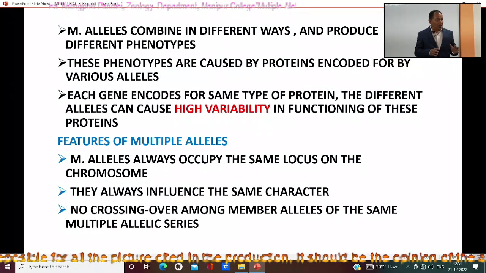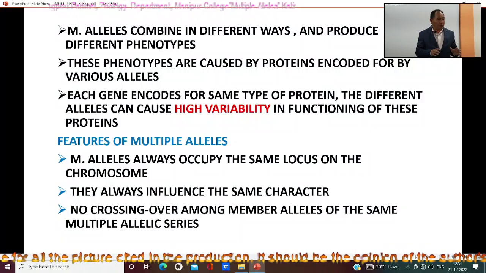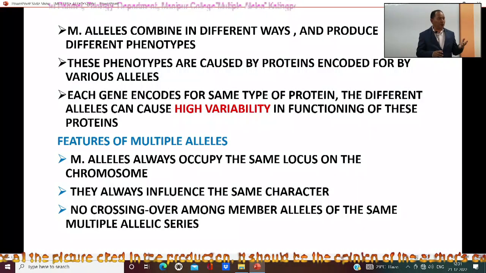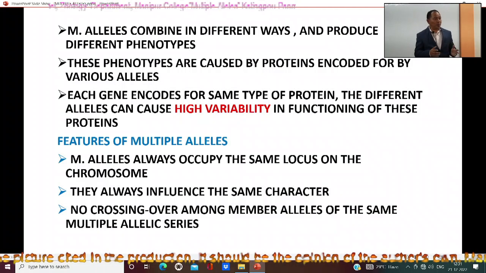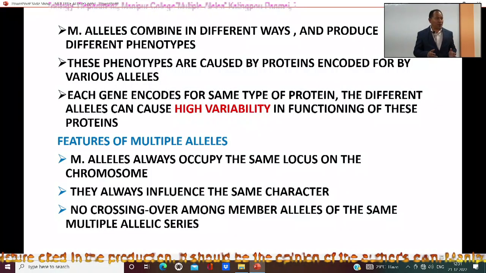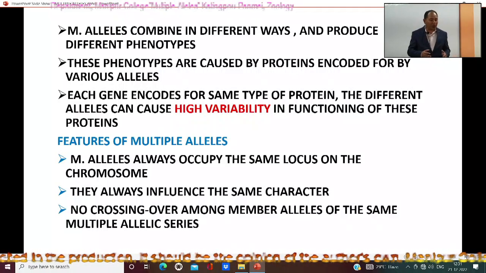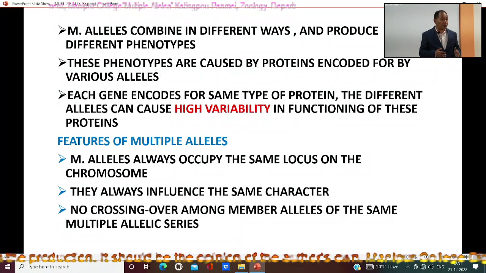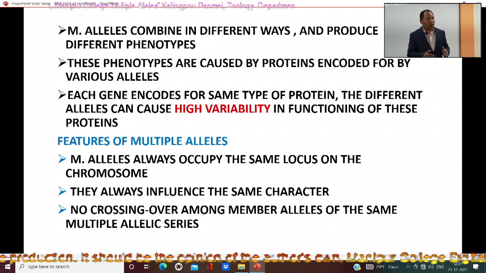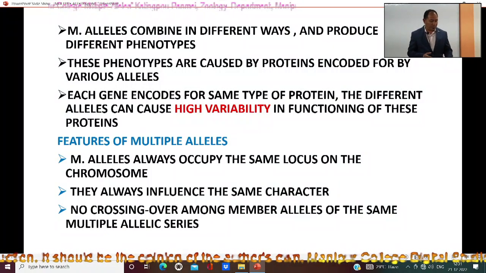Well, let's get to see some of the significant features of multiple alleles. Firstly, multiple alleles always occupy the same locus on the chromosome. Secondly, they always influence the same character. Thirdly, no crossing over takes place among member alleles of the same multiple allelic series.